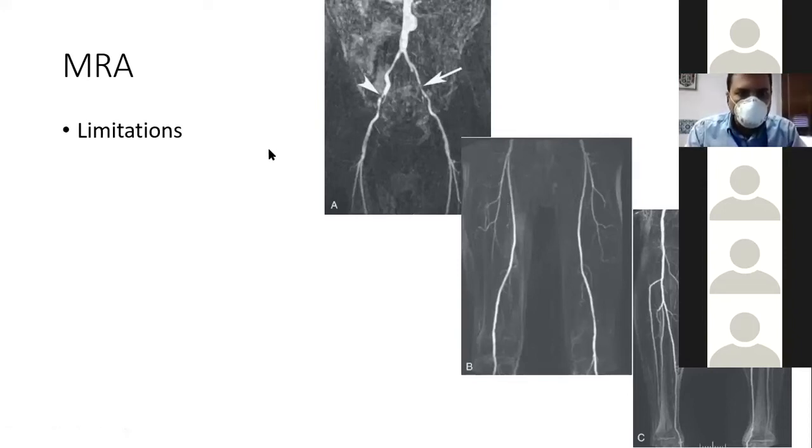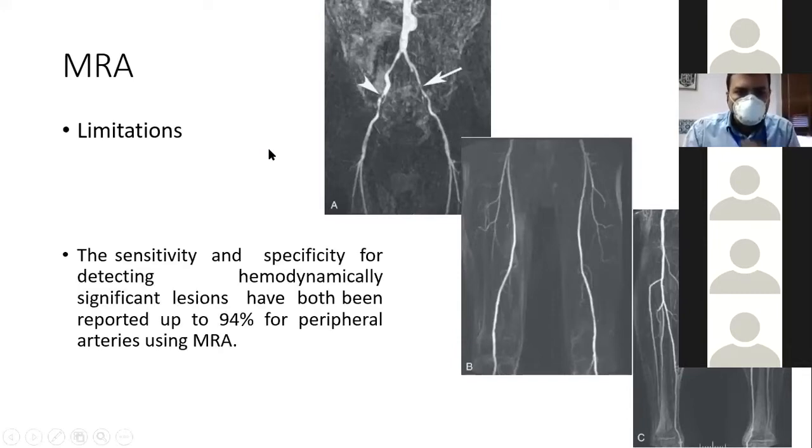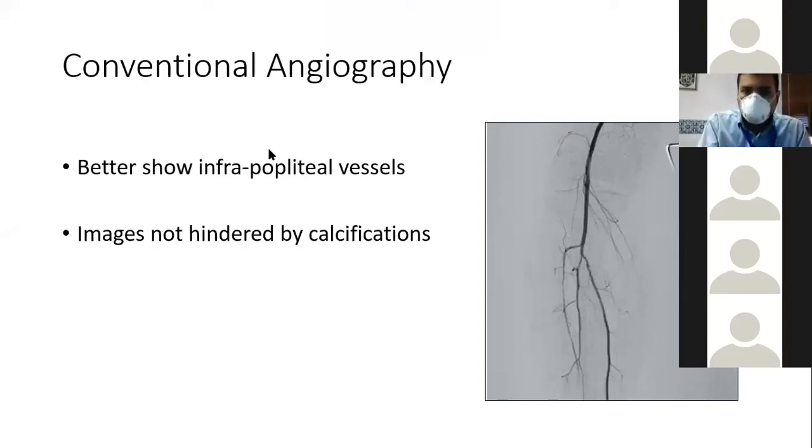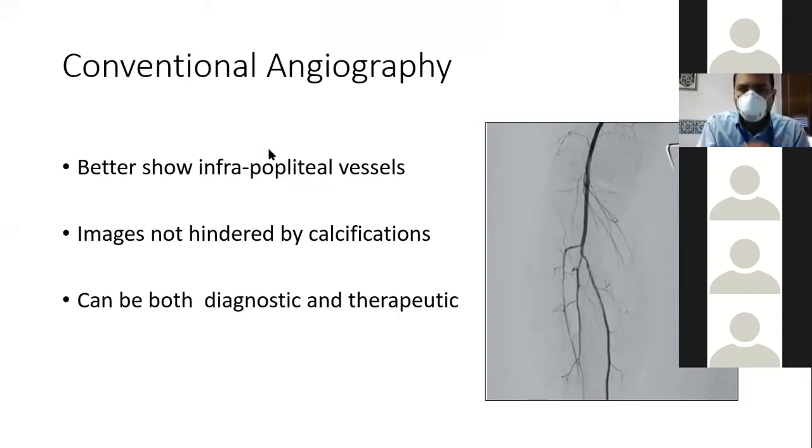Sensitivity for detecting hemodynamic significance has been reported at 94% for peripheral arteries using an MRA. So this is a very good modality, but it definitely has limitations. The gold standard remains the conventional angiogram, which shows the infrapopliteal vessels better, and images are not hindered by calcification, and it can be used for both diagnostic and therapeutic purposes. But the only problem is it is invasive.